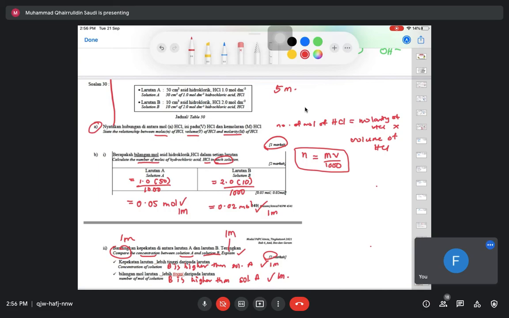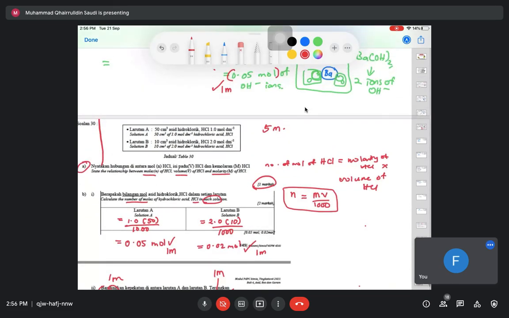Jom tengok ada berapa markah, total markah yang ada dalam hari ni. So 5. Sekejap.